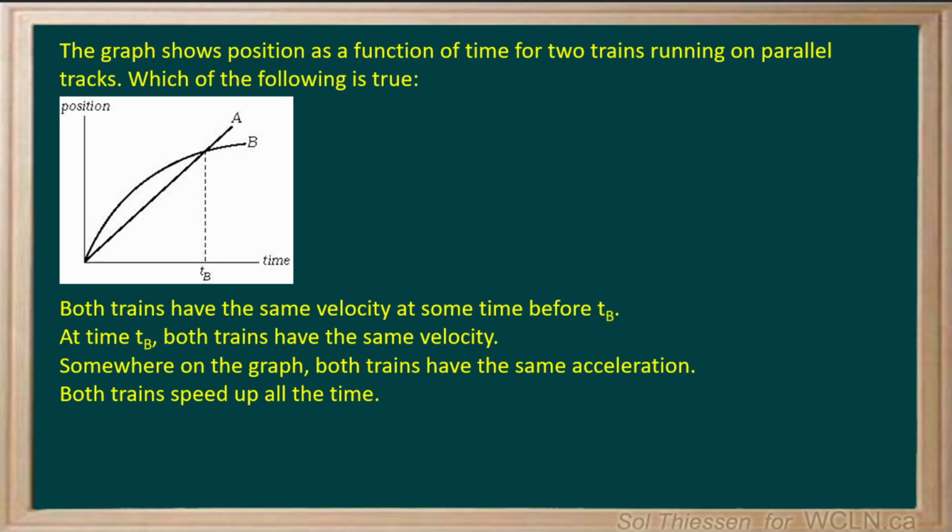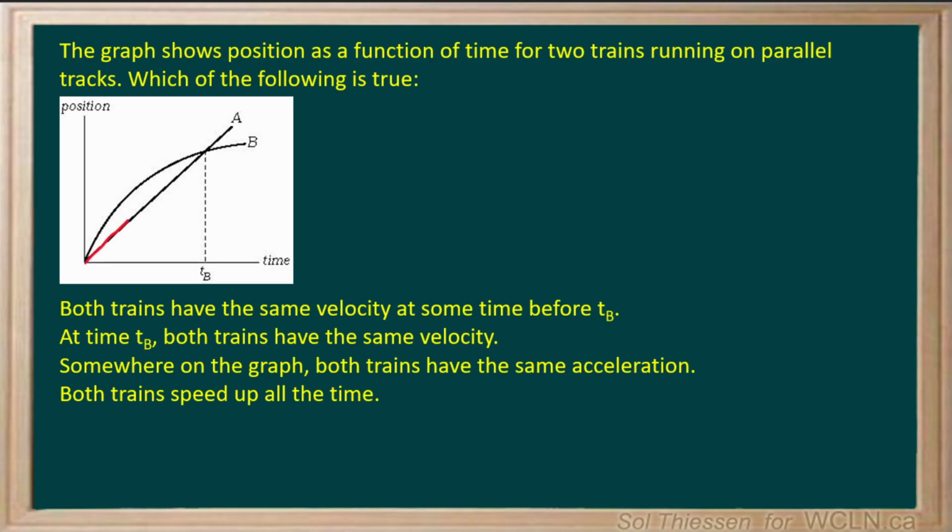The graph shows position as a function of time for two trains running on parallel tracks. Which of the following is true? So first we have both trains have the same velocity at some time before tb, or time b. And that is actually true.